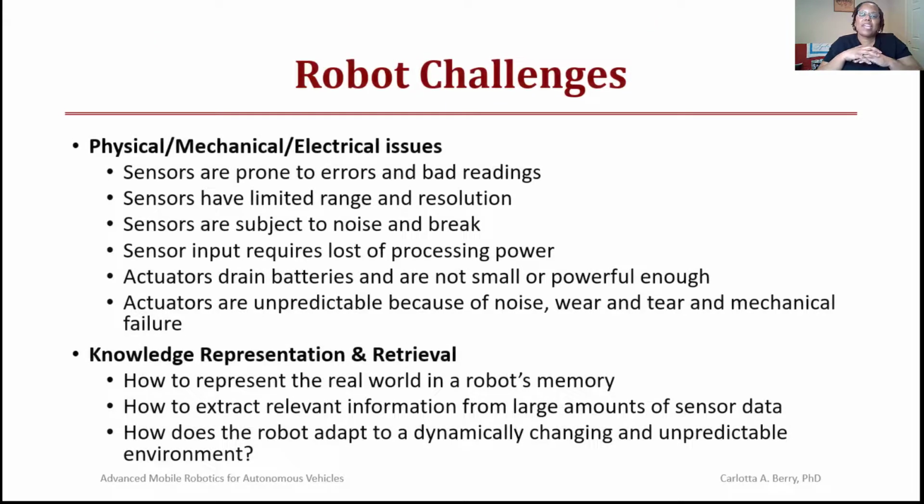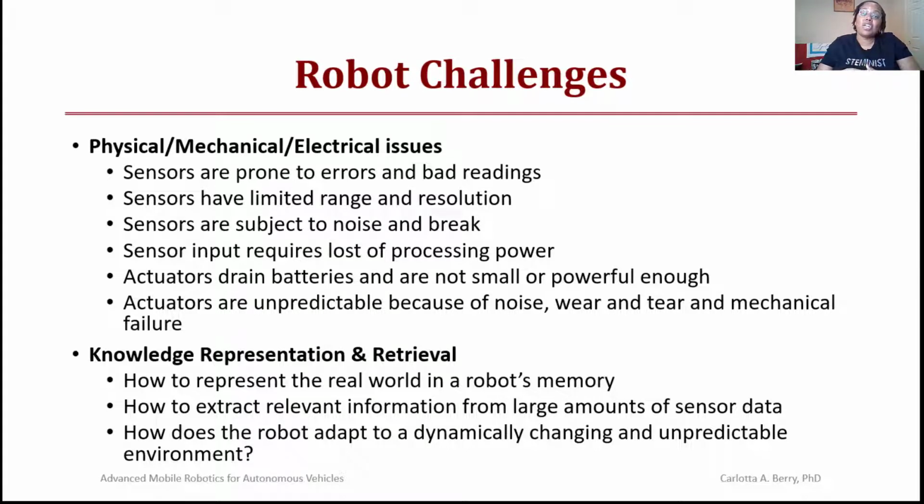So there are several challenges in the study of mobile robotics, including some physical, mechanical, and electrical issues, such as sensors are prone to errors and may have bad readings. Sensors have limited range and resolution. They are also subject to noise as well as breaking. Actuators are going to drain batteries and may not be small or powerful enough for the mobile robot. And actuators can also be unpredictable because of noise, wear and tear, mechanical failure, etc.